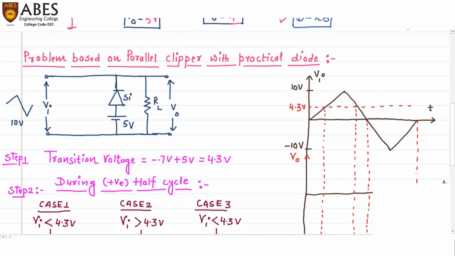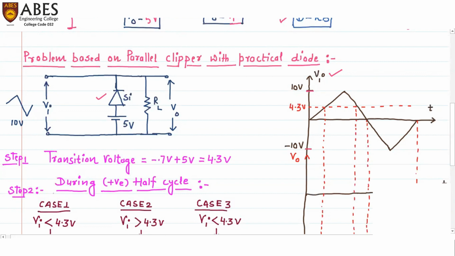In the given circuit, you can see we have taken the practical diode, and the diode is of silicon type. Here the input is triangular instead of sinusoidal. So first of all, we will draw the input waveform. Here you can see we have drawn the input waveform, which is triangular, and it has a magnitude of plus 10 volt during the positive half cycle and a magnitude of minus 10 volt during the negative half cycle.